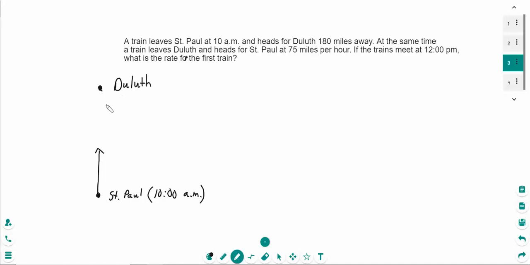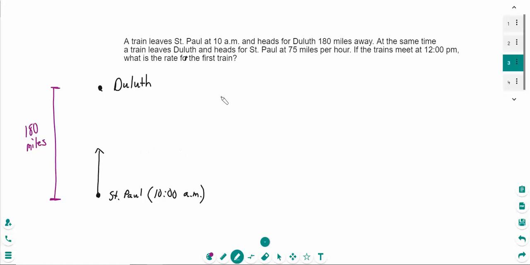Notice it didn't say it made it to Duluth. It's just headed towards Duluth. That's why I'm not completing this arrow all the way up. It's headed towards Duluth, and Duluth is 180 miles away. So let's just write that in here. From here down to here, this is 180 miles, from Duluth to St. Paul.